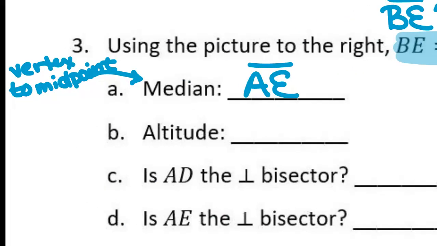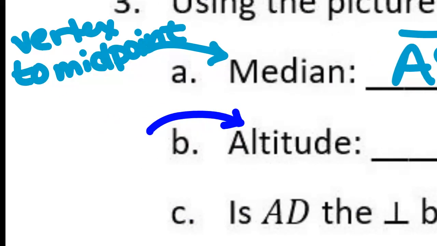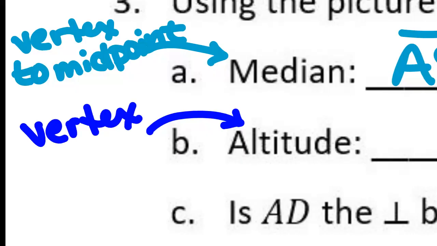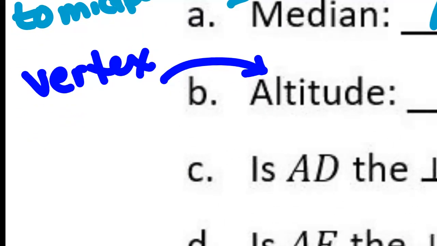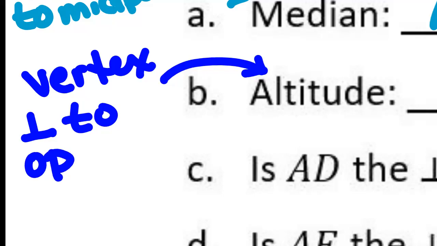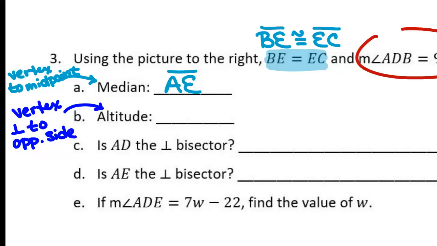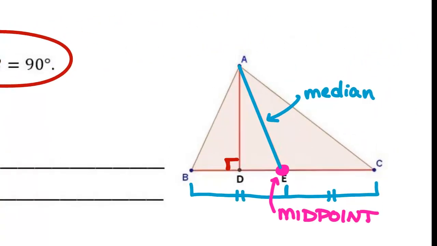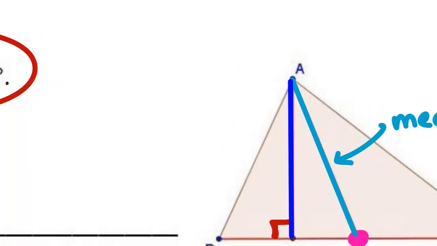And then we want the altitude. We just wrote down that altitude goes from where and does what? Yes, vertex to opposite side. And what happens when it hits the opposite side? Yes, perpendicular, which means makes a right angle. Perpendicular to the opposite side. Which segment up here goes from the vertex and makes a right angle with the opposite side? AD. So AD is my altitude.